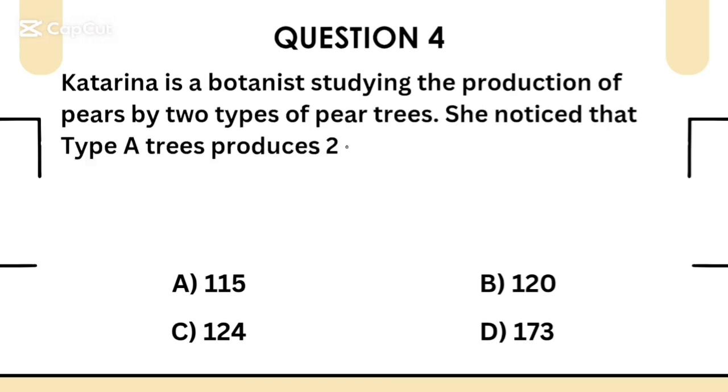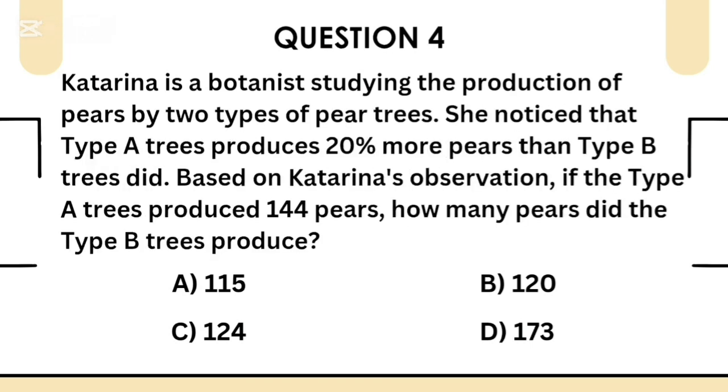Let's move on to question number 4. Katerina is a botanist studying the production of pears by 2 types of pear trees. She noticed that type A trees produce 20% more pears than type B trees did. Based on Katerina's observation, if the type A trees produced 144 pears, how many pears did the type B trees produce? Consider your response carefully before we move forward.